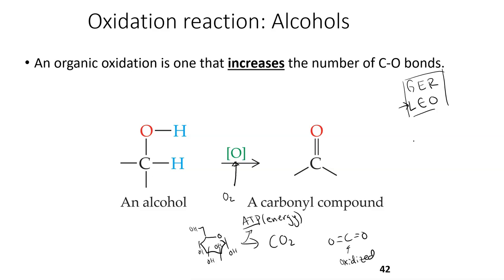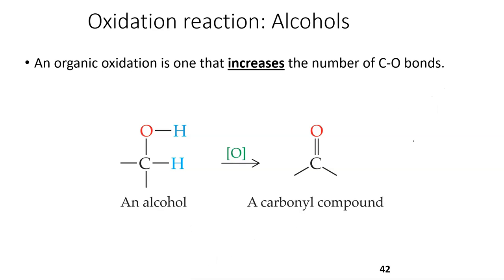But let's look a little more closely at what is actually happening in this reaction. What you'll notice is this carbon has a single bond to oxygen at the moment. And we are going to form a double bond to oxygen with that carbon. We're actually going to lose two of these hydrogen atoms in order to make that new bond. So we're increasing the number of carbon to oxygen bonds.